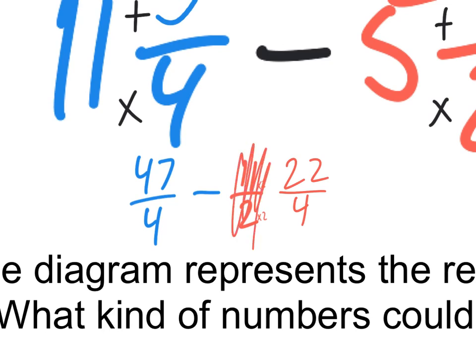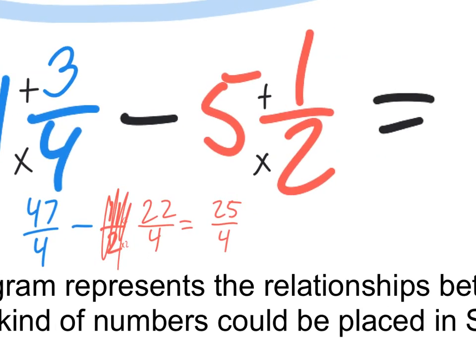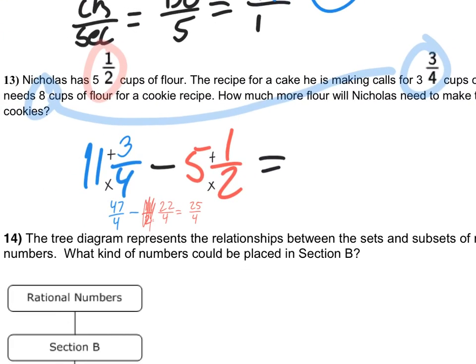So I'm done with that part. Now I can just do the subtraction. 47 minus 22. I'm just subtracting straight across. And I get 25 over 4. That is not an incorrect answer. 25 over 4 is perfectly acceptable, but you guys are going to have mixed numbers as your answer choices, so you need to be able to write this as a mixed number.